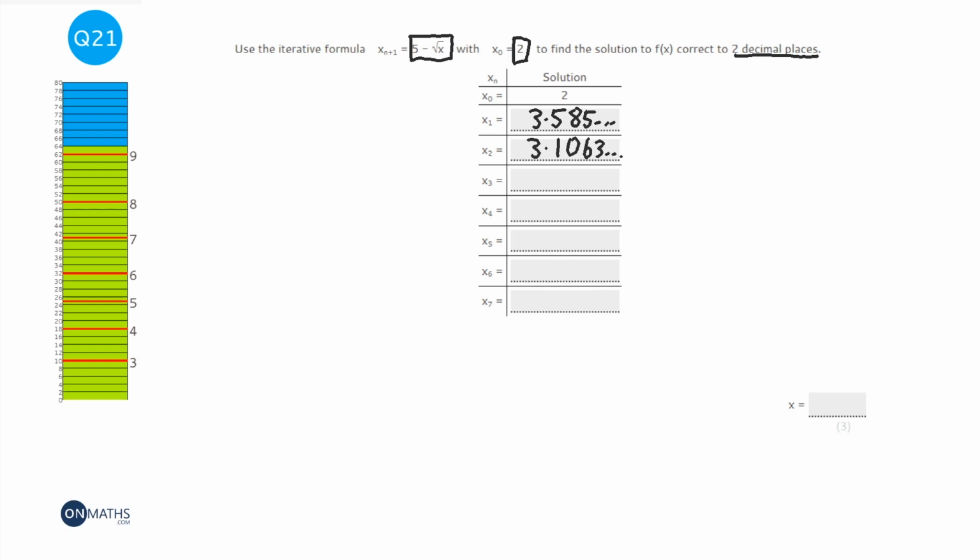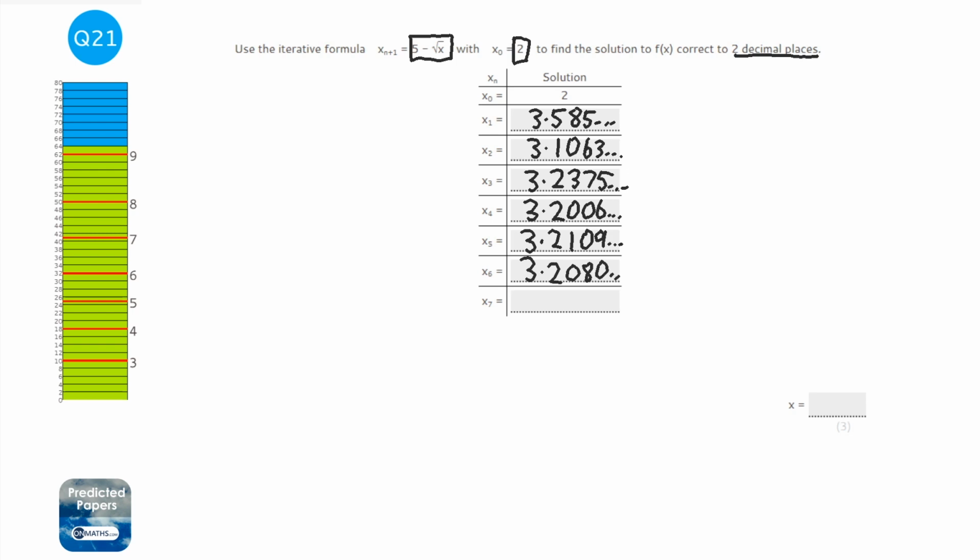It gives me 3.1063. Again, equals, 3.2375, equals, 3.2006, equals, 3.2109, equals, 3.2080, equals, 3.2088. Now, you stop when you get the first repeat of the accuracy that you're looking for.